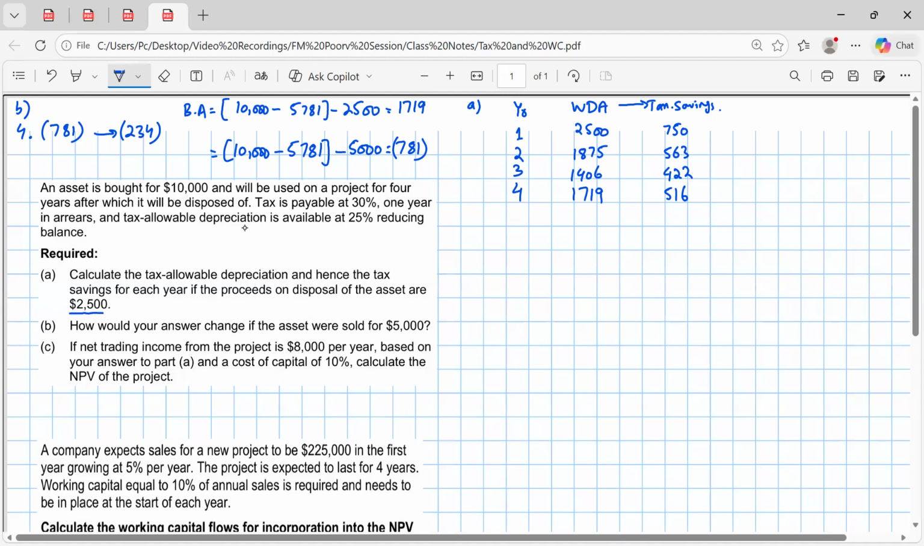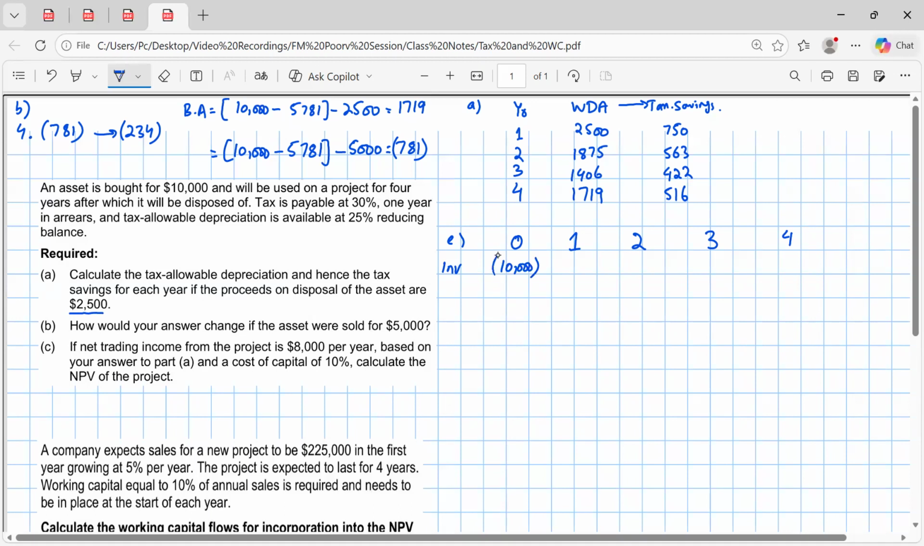An asset is bought for 10,000. Project life is 4 years. Tax payment is 30% in arrears. Written down allowance we have already calculated. For part C, we have to calculate NPV. So let's do that. So year 0, year 1, year 2, year 3, year 4. First of all, we write investment. And investment is how much?